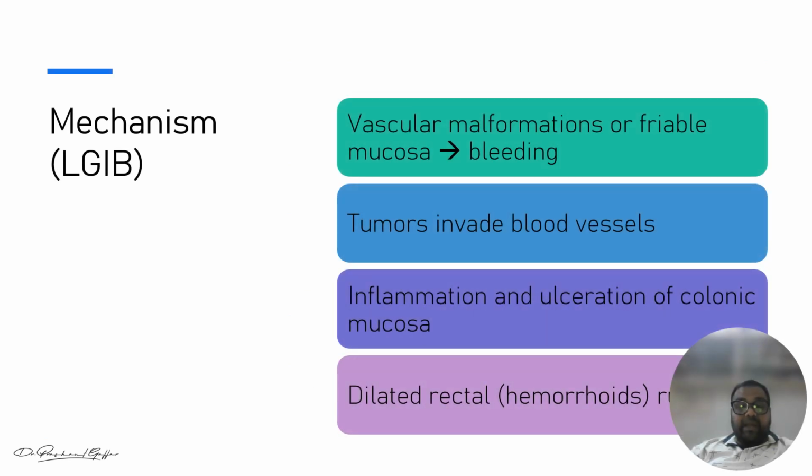Vascular malformation or friable mucosa results in bleeding. Tumor invades the blood vessel and bleeding occurs. Inflammation and ulceration of the colonic mucosa, and dilated rectal hemorrhoids rupture and the bleeding happens. So these are the different mechanisms we find in the case of lower GI bleeding.